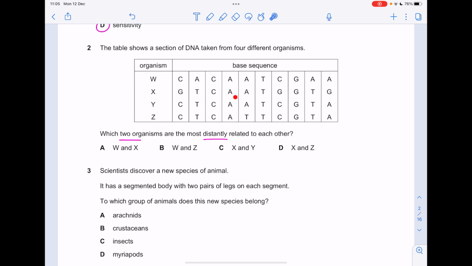Then we get up to X. Now, X is fairly similar until you get down to this end where it veers off. So we know that X is more distantly related than Y and Z are to each other. And then if you take W, look, that's really extremely different. So the answer here is actually W and X.